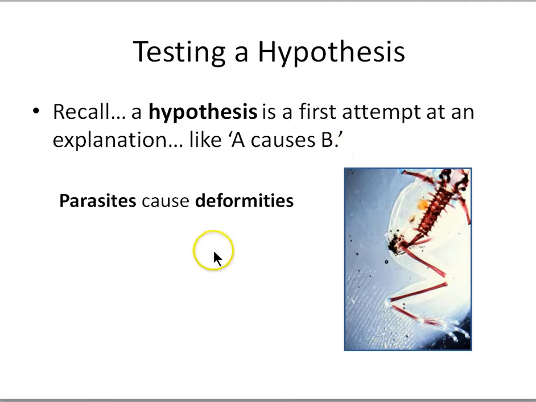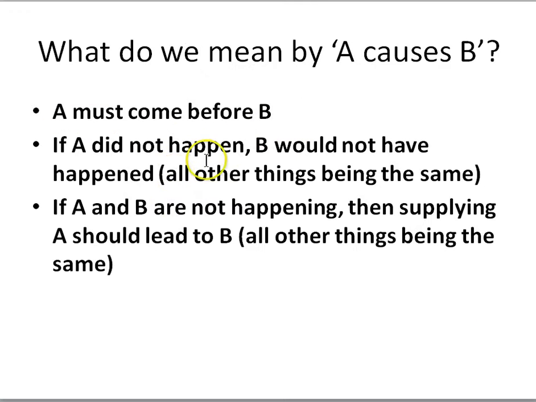Now we just went through what it means to say A causes B, and we had our three points up here. A happens first, so the parasites have to be there before any deformities happen. But also, if the parasites were not there, you wouldn't get the deformities. And if healthy tadpoles are around and we supply the parasites, then we should get the deformities. Notice then, the very definition of what it means for A to cause B helps us set up experiments. So we're going to use the definition of A causes B to help us design experiments.